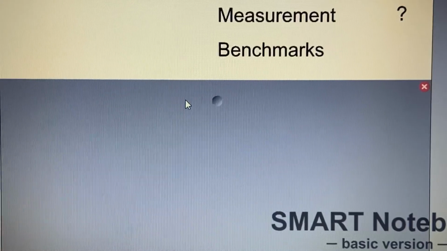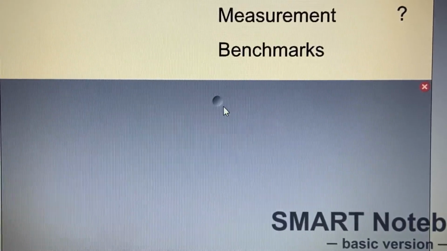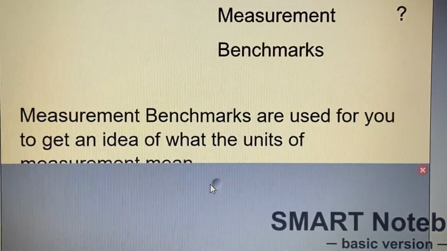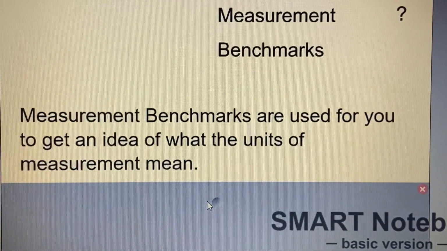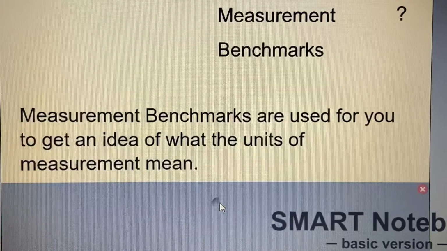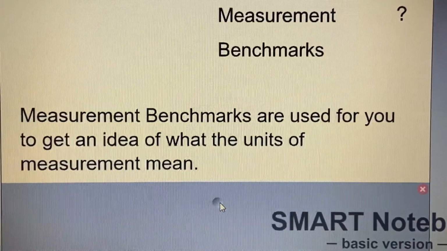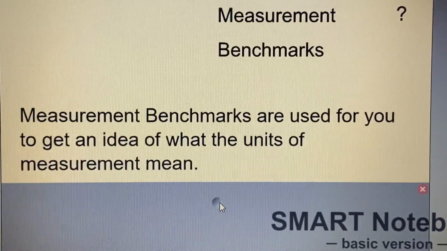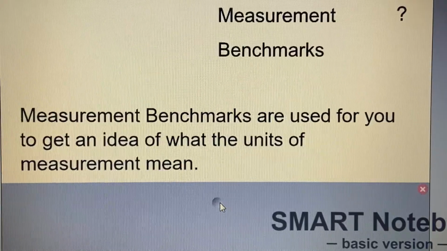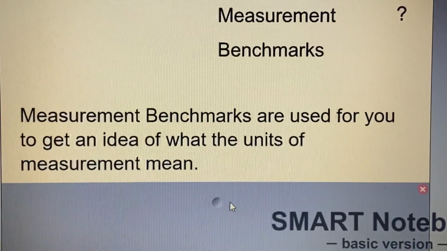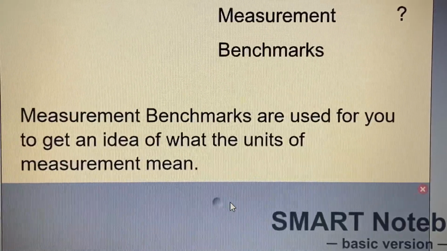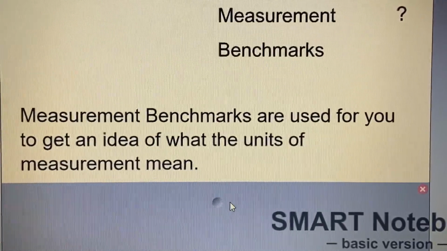Today's lesson is about measurement benchmarks. Measurement benchmarks are used for you to get an idea of what the units of measurement mean. The units of measurements I'm talking about are feet, inches, kilometers, milliliters. When we use measurement benchmarks, you get an idea of what those units of measurement mean.